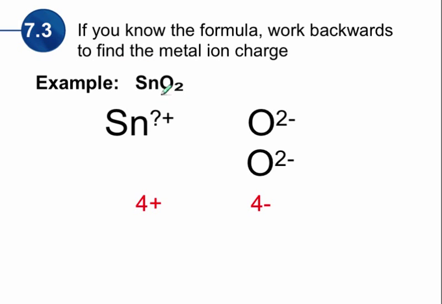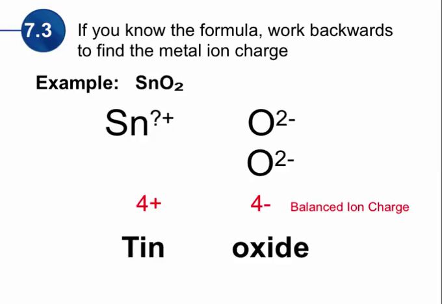Now because there is only one Sn, that tells us right away that these charges are balanced and the charge on Sn, on the tin, must be tin 4. Tin 4 oxide would then be the name of this chemical formula.